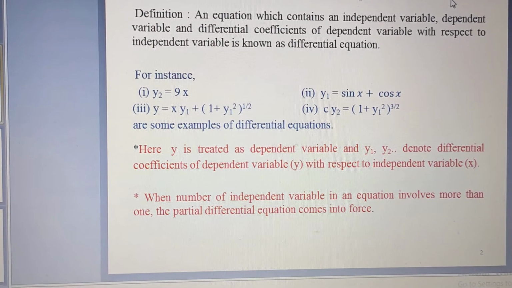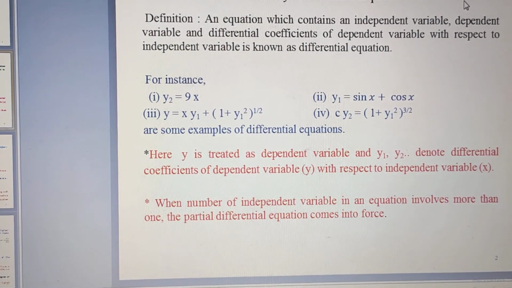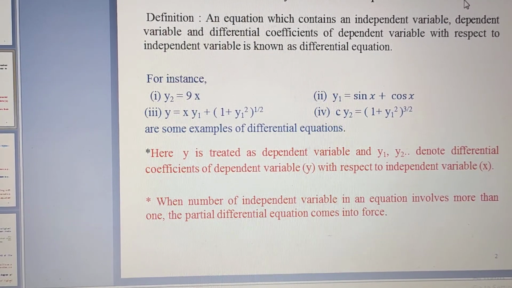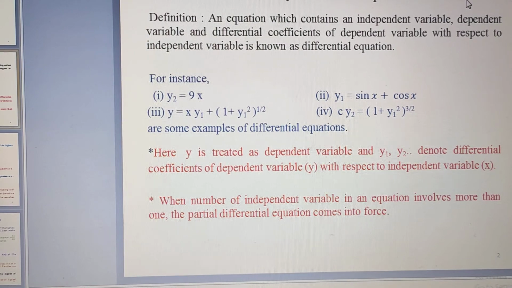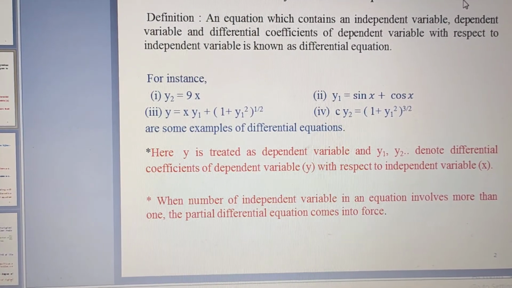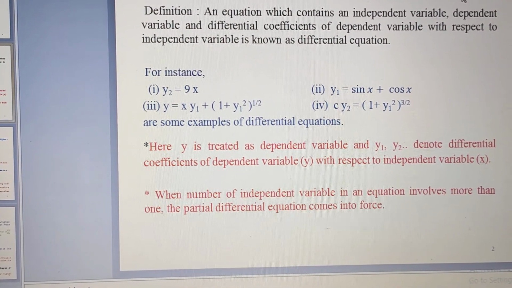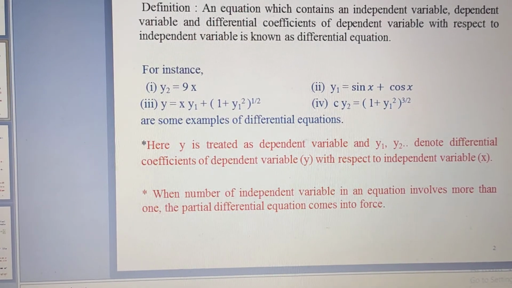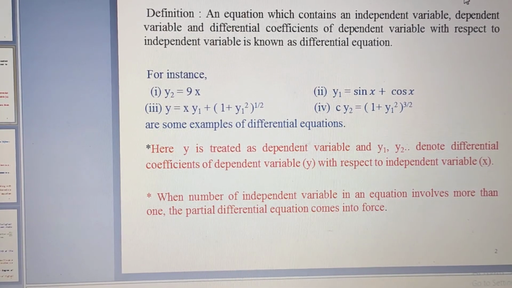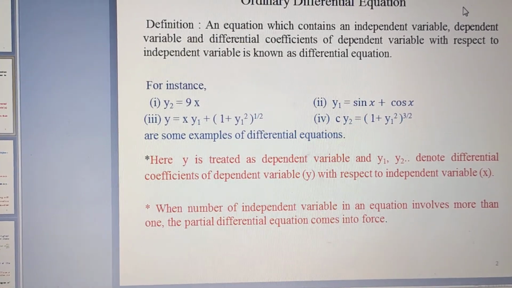Let us note one more thing which should be kept in mind while solving differential equations. Basically, differential equations can be classified into two categories. The first one is ordinary differential equation and the second one is partial differential equation. When the number of independent variables in an equation is more than one, then partial differential equation comes into force, which is beyond the scope of today's topic. We'll discuss it later on.